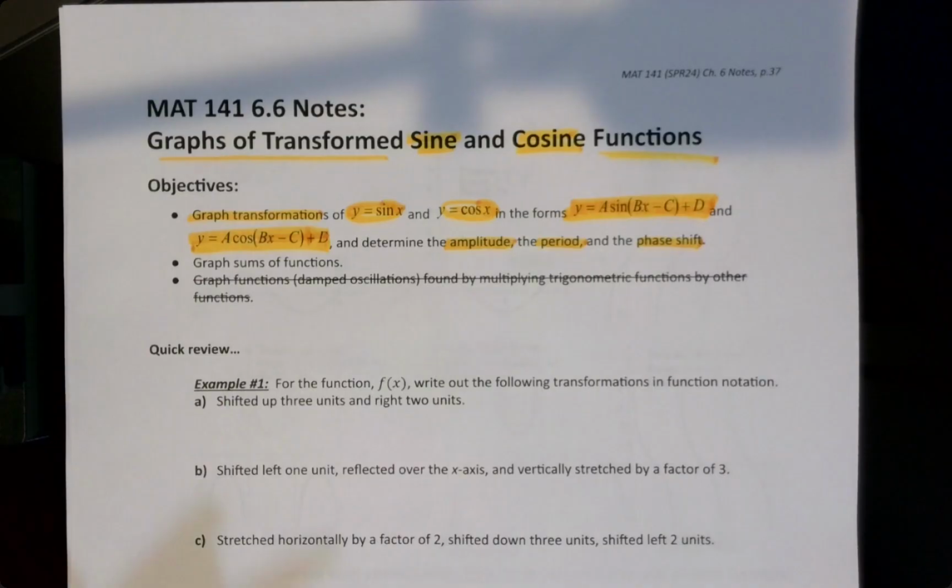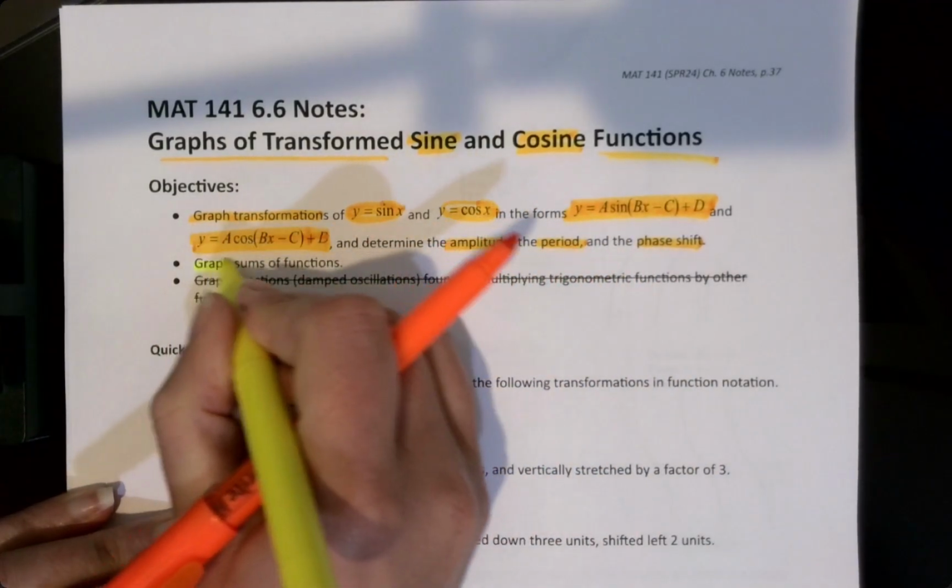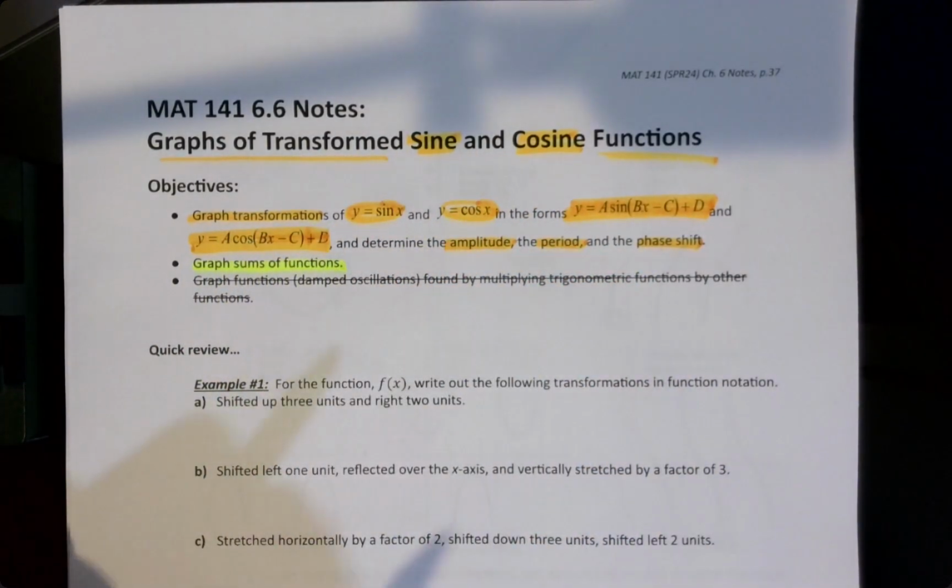And then as a separate topic, we're going to look at the graphs of some sum functions. The third objective right here is in the book, but we're not covering this one in the content of this course. It's about dampened oscillation functions. So we're going to look at the first two objectives from this section.